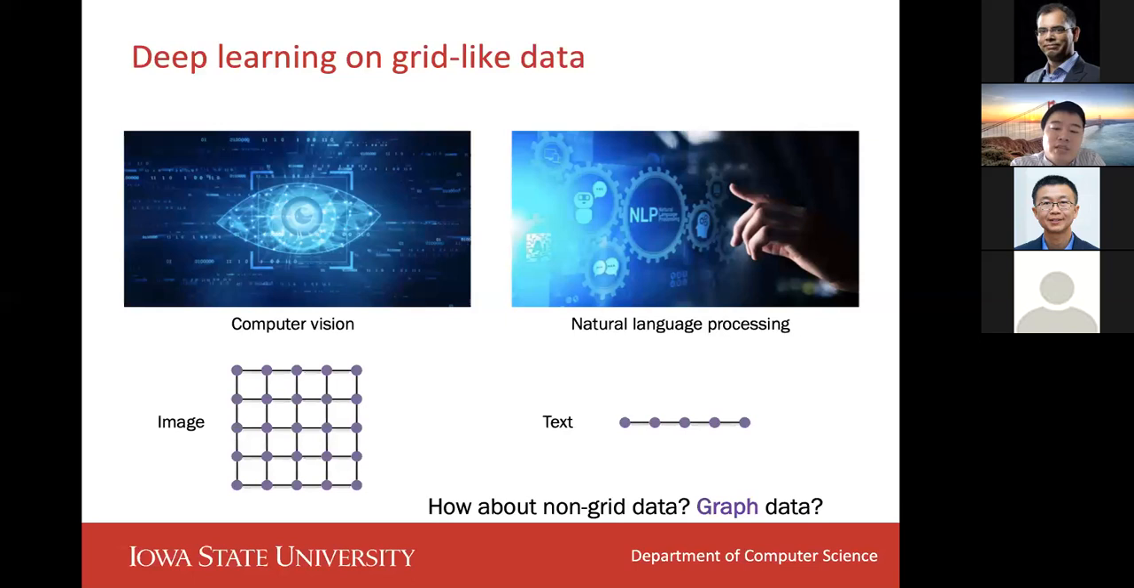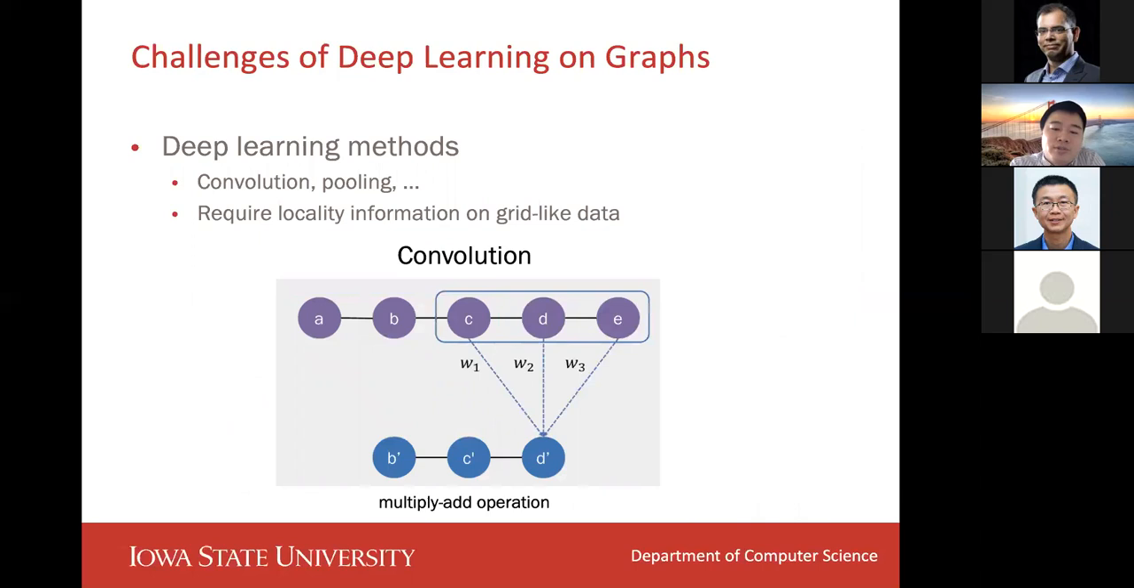With this question, let's take a deeper look at the deep learning methods. There are many deep learning operations, such as convolution and pooling. These operations usually require locality information that is available on grid-like data. The locality information here means the relative position information. This small example shows how a 1D convolution layer works. In a convolution operation, a trainable kernel is employed to scan all possible positions on the input. Here the kernel is simply a small matrix of weights.